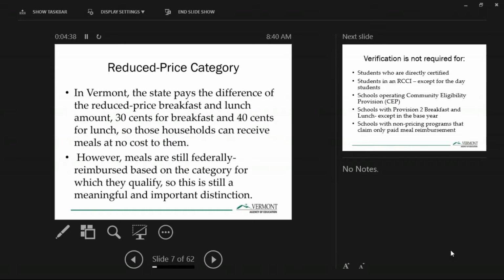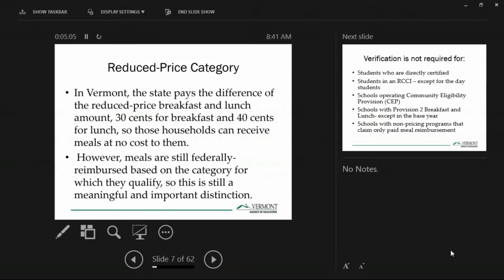I just want to make a note here that I think it's really important to remember that even though in Vermont the state pays the household contribution of 30 cents for breakfast for a reduced price meal and 40 cents for lunch for a reduced price meal so that those households can receive meals at no cost, you from the federal government still receive reimbursement based on a free, reduced, and paid status.